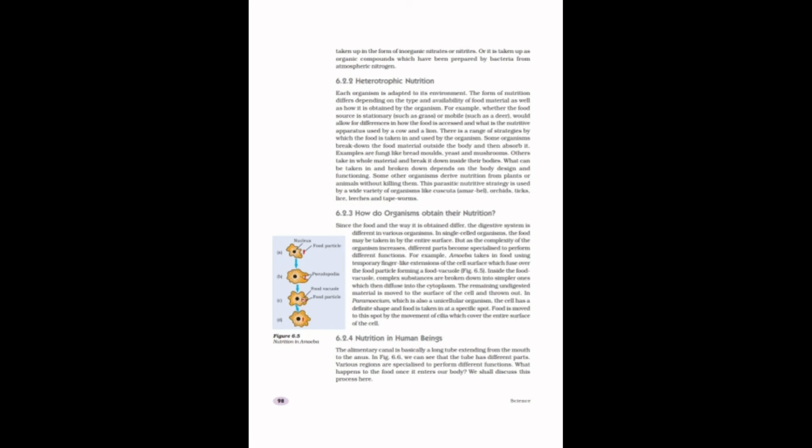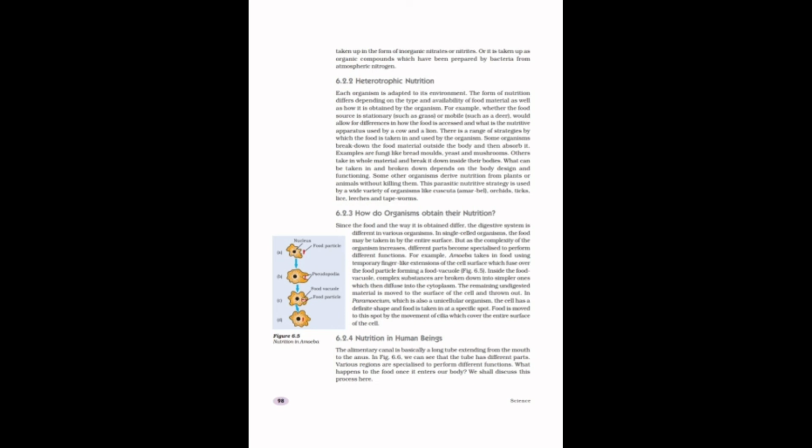In Paramecium, which is also a unicellular organism, the cell has a definite shape and food is taken in at a specific spot. Food is moved into this spot by the movement of cilia, which cover the entire surface of the cell.